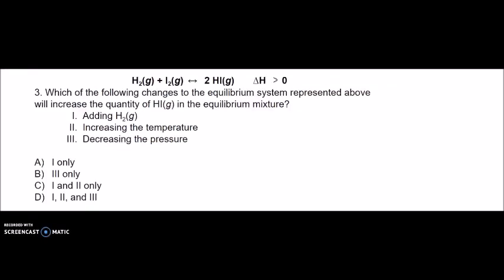So number 3 has hydrogen plus iodine gas yields 2 hydroiodic acid, or gas in this case. And notice delta H is greater than 0. So think about the question. Which of the following changes to the equilibrium system represented above will increase the quantity of hydrogen iodide in the equilibrium mixture? So think about it, look at the choices, pause the video, and check your answer.